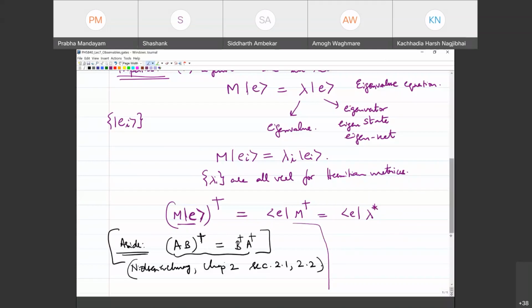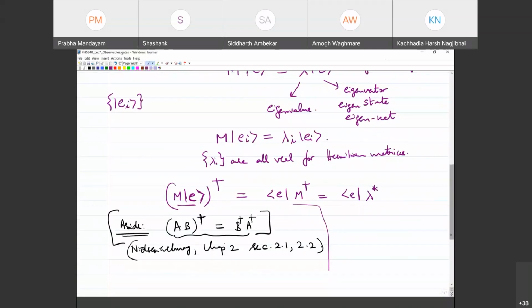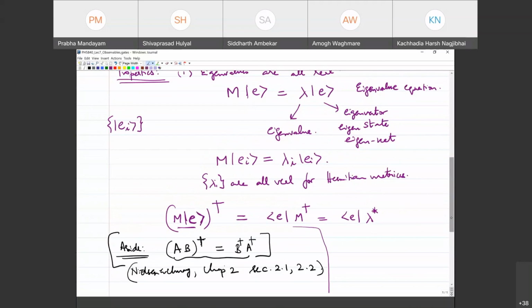Anyone else? How would you prove that the eigenvalues are real? You can take, for the first equation, M ket I, the inner product. You can multiply it by bra E I for the first equation, and for the second equation, multiply it by bra K I. Since M dagger is again M, you will have lambda equal to lambda star by taking the inner products of both the equations. Okay, very good. So this is 1. And this is 2.